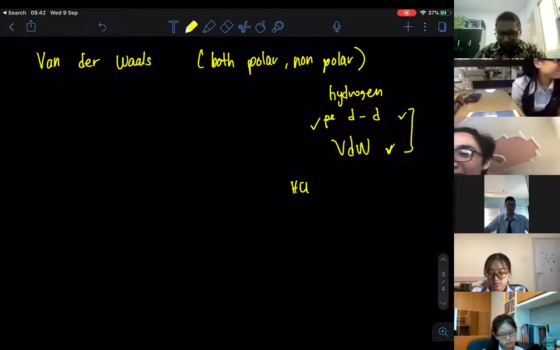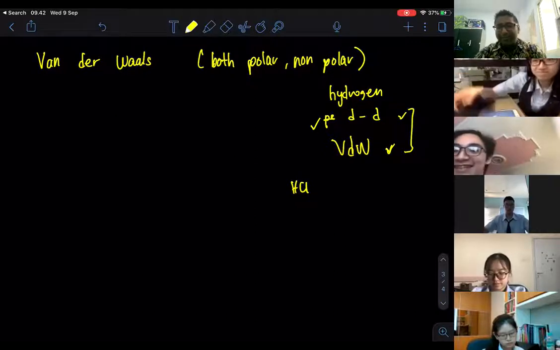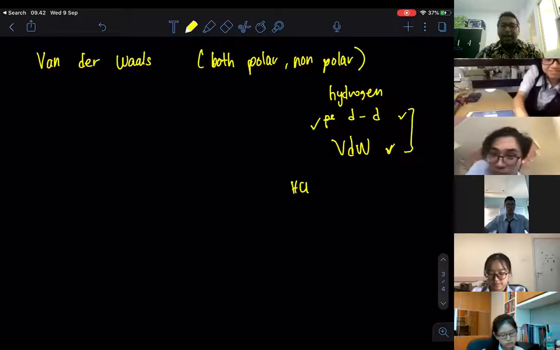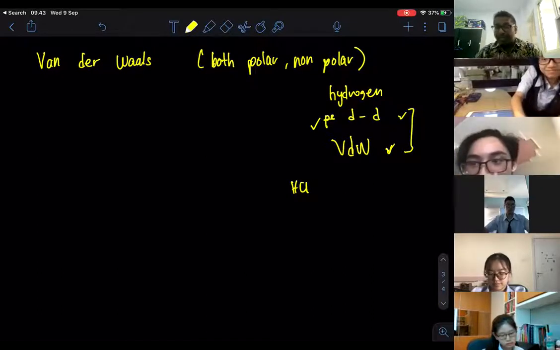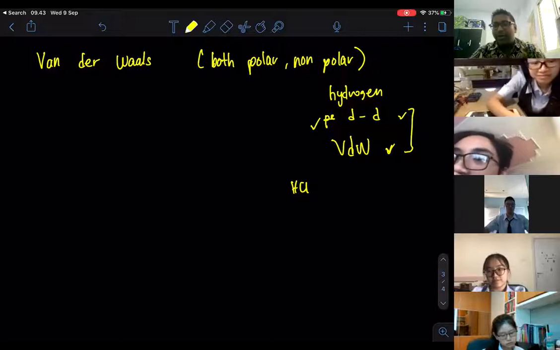So here, when you look at HCl, we are talking about permanent dipole-dipole. Even though there are van der Waals forces of attraction, the dominant or most prominent forces will be the one that is stronger. So we refer to that. So what is van der Waals forces of attraction?